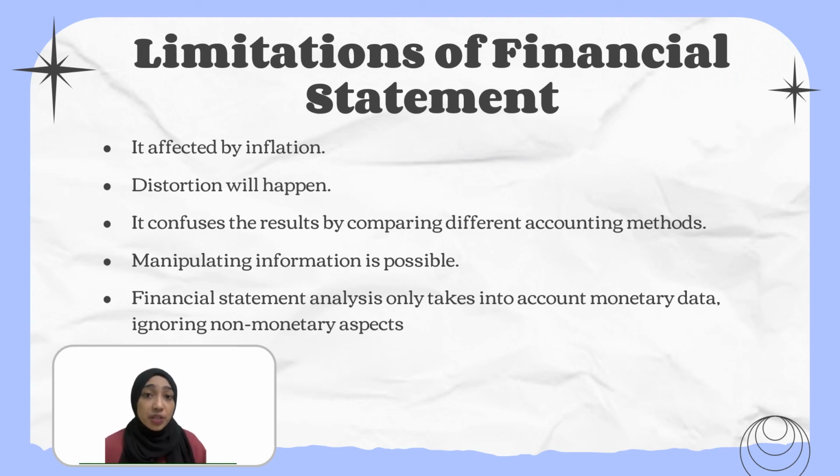After that, manipulating information is possible. The only sources of information for ratio analysis are the financial statements of commercial enterprises. The management has the ability to modify the numbers to appear as though the company is performing well. Lastly, financial statement analysis only takes into account monetary data, ignoring non-monetary aspects. From this, the data may not be precise as the non-monetary aspects are being ignored.